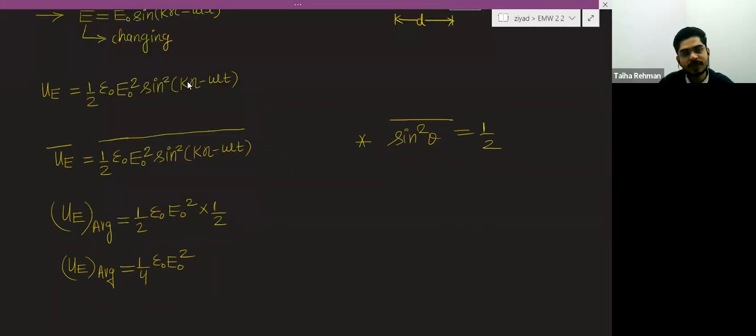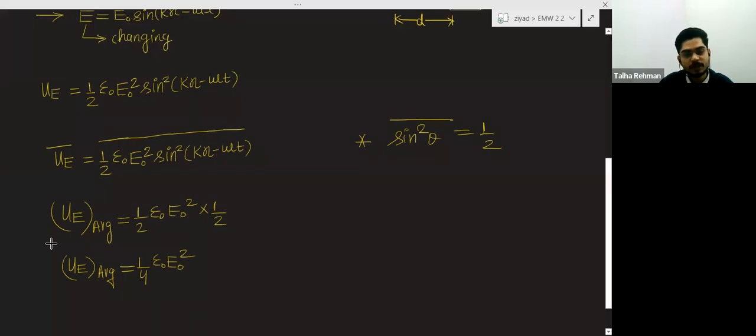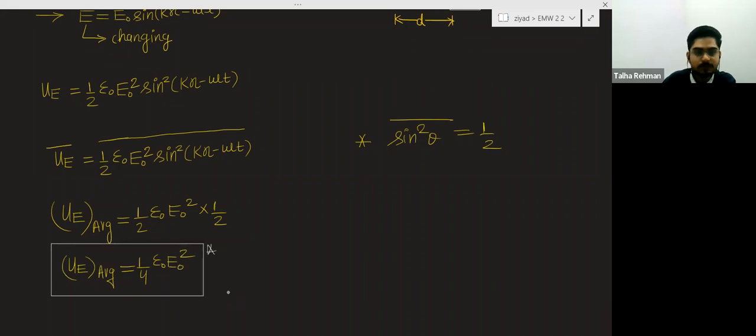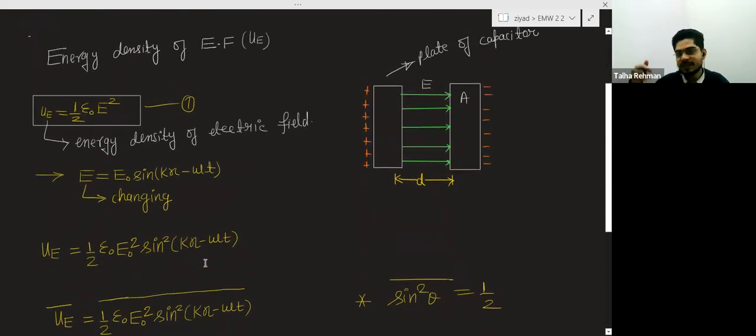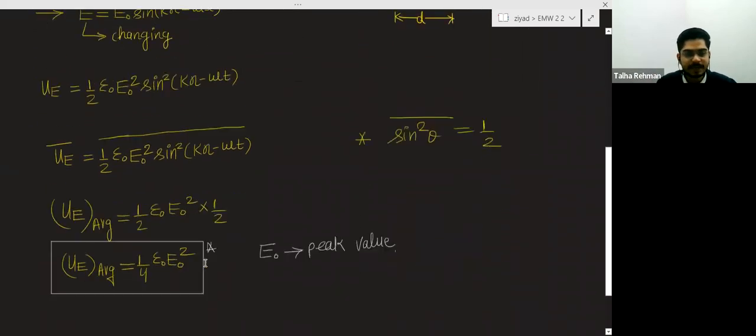In the same way, we can calculate the energy density for the magnetic field. This is the average value of the energy density. What is E naught? E naught is the peak value of the electric field. And epsilon naught, I have told you, is the absolute permittivity of free space. So this is the energy density of the electric field, which is in between the plates of the capacitor, and we have calculated it like this.